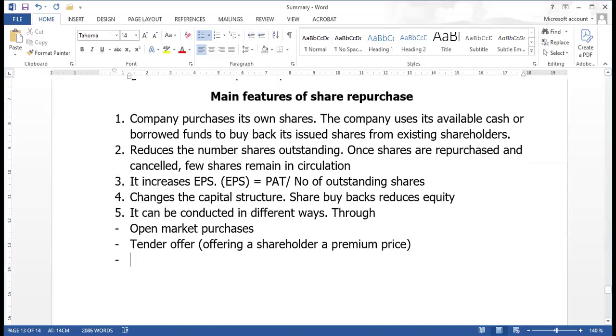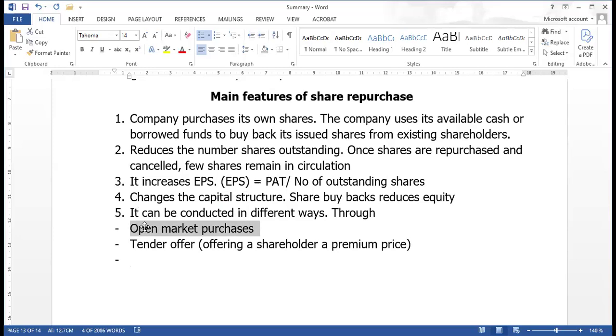Or open market purchases is where the existing shareholder decides to sell their shares in your company, and you decide that let's be the one to buy these shares.